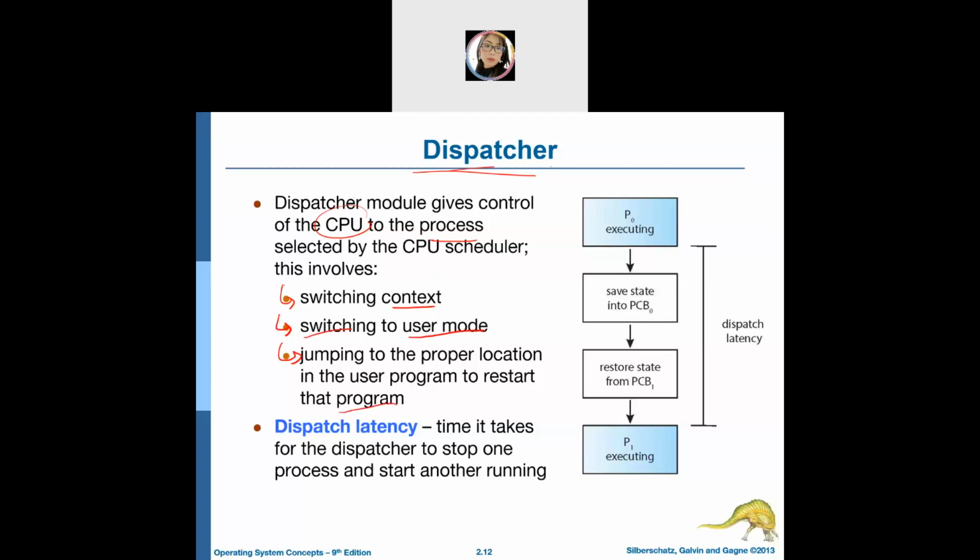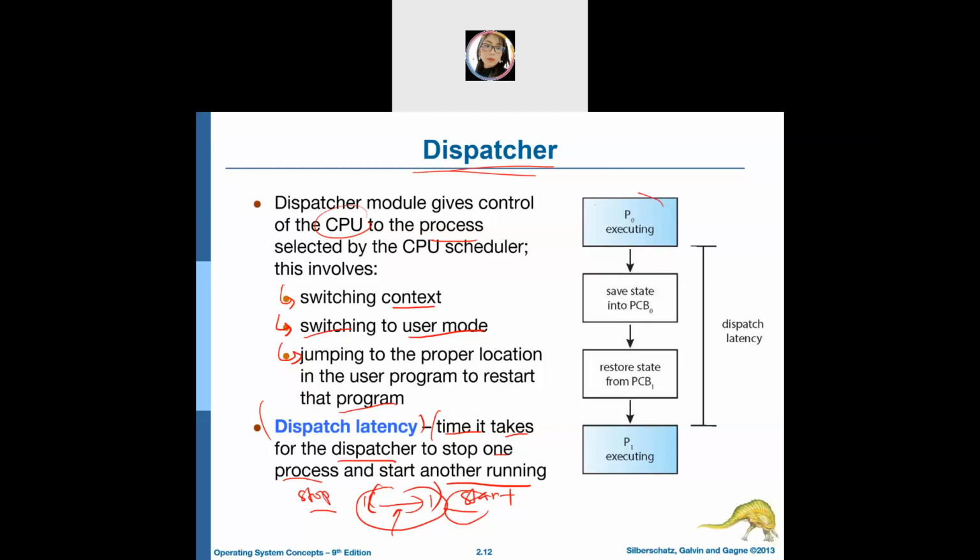And for this dispatcher, there is also latency. Sometimes you need to know and calculate the dispatcher latency. What is the dispatcher latency? It is the time it takes for your dispatcher to stop one process and start another running. In between stopping one process and starting the other, there is a delay, which we call the dispatch latency.